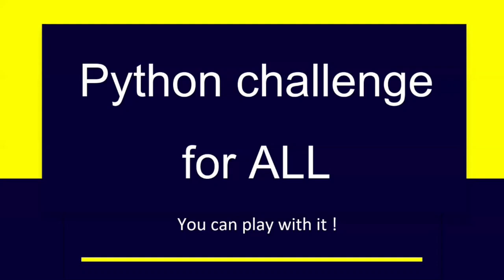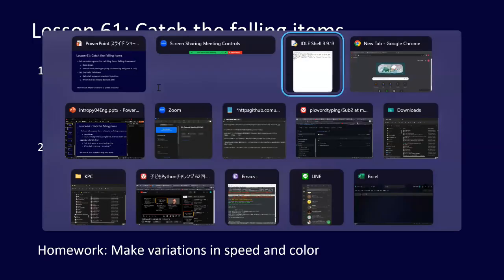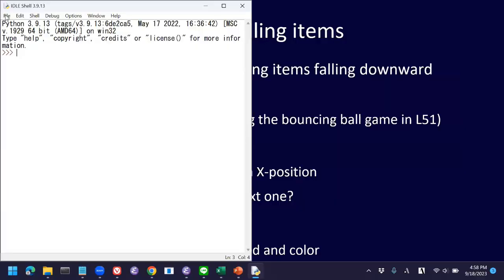Okay, let's see where we were last time. Let's remember, catch the following items. It was a circle, right? A ball is falling from the ceiling and we wanted to make the ball fall at the beginning. So let's go back to the code and continue our work.